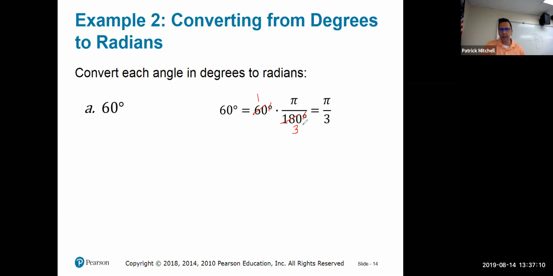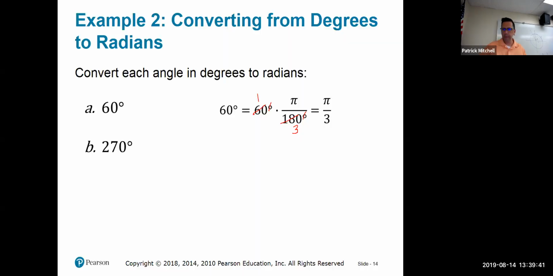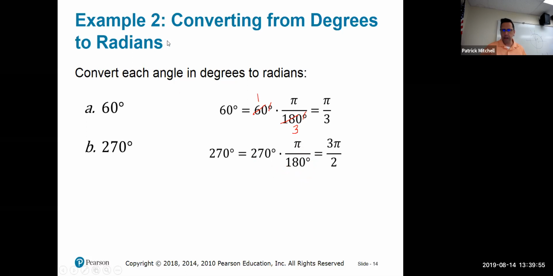Okay. The next example, we want to convert 270 degrees to radians. So if you're watching the video, I'm going to let you pause the video and try that one. All right, so 270 degrees, it works exactly the same way. Because you're trying to get rid of degrees, you multiply by pi over 180 degrees. And once again, your degrees will cancel out.